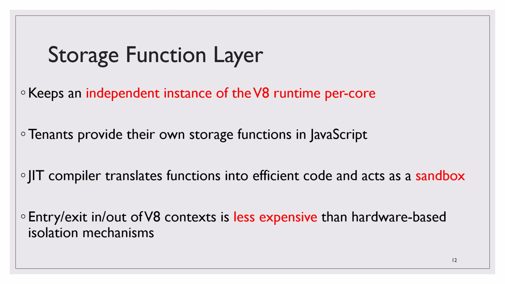Entry and exit in and out of V8 context is less expensive than hardware-based isolation mechanisms. Because of this, it keeps request processing latency low and throughput high. This makes V8 very valuable to Shredder's design. It is also worth noting that when a request is sent to the network layer to run a storage function, that function's context is used again, eliminating overheads with creating the function's environment, and the function's state can stay volatile.